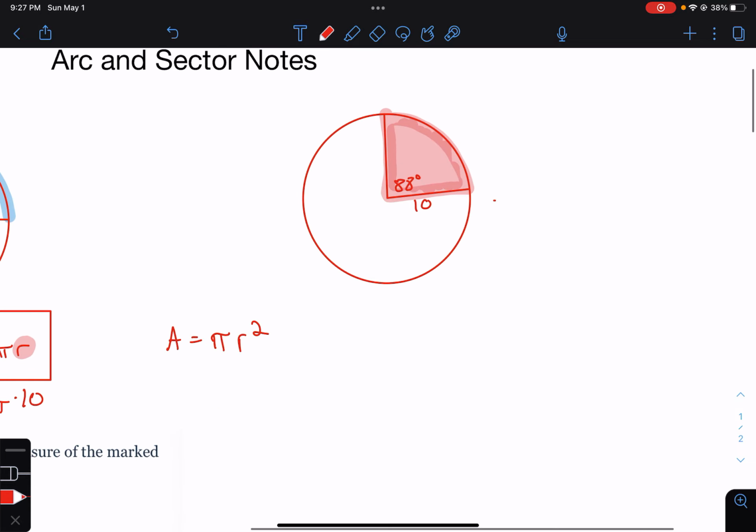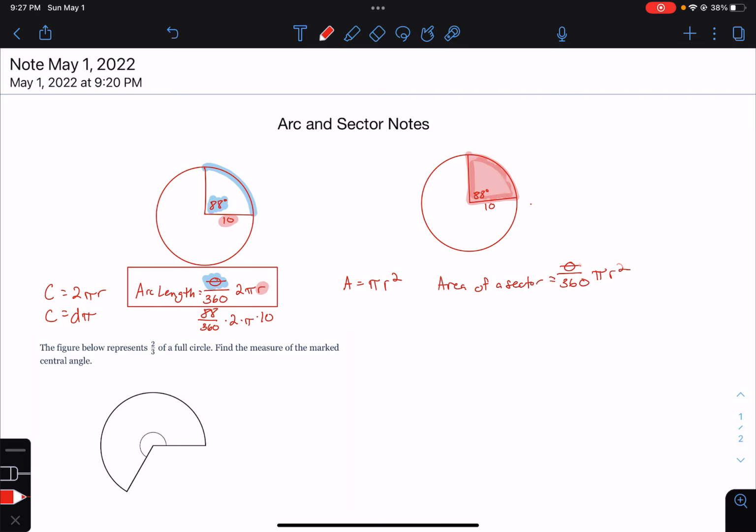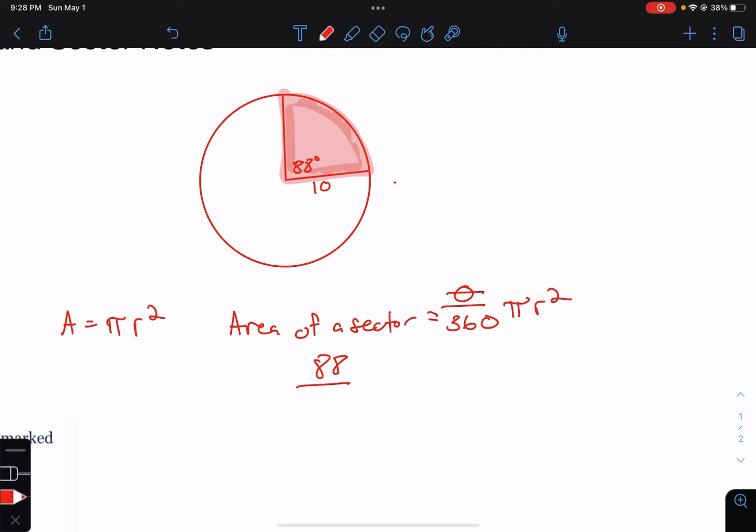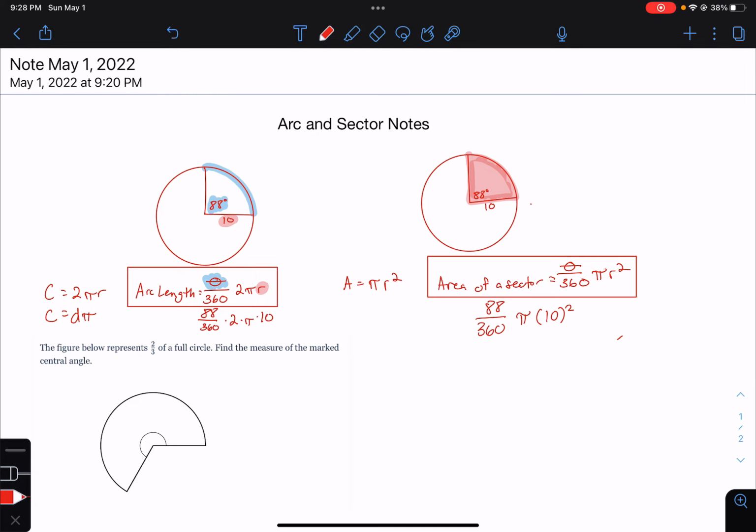Again, we're going to be utilizing the area of a sector formula, and we're just going to do theta over 360, which represents the fraction that we're looking at, times pi radius squared. So in this example, we would have had 88 over 360 times pi radius squared. That's what we would have done for this example here. Make sure you have these formulas written down because they are going to come in handy.